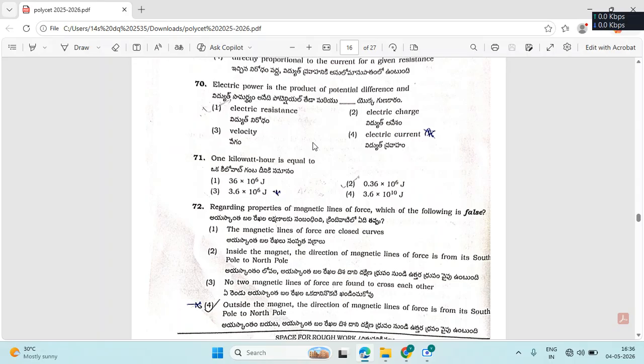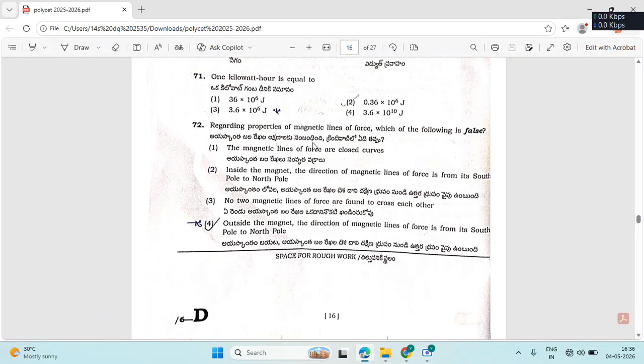Regarding properties of magnetic lines of force, which of the following is false? The magnetic lines of force are closed curves. Inside the magnet, the direction of magnetic lines of force is from its south pole to north pole. No two magnetic lines of force are found to cross each other. Outside the magnet, the direction of magnetic lines of force is from its south pole to north pole. The correct option is 4, and the answer is: outside the magnet, the direction of magnetic lines of force is from its south pole to north pole.